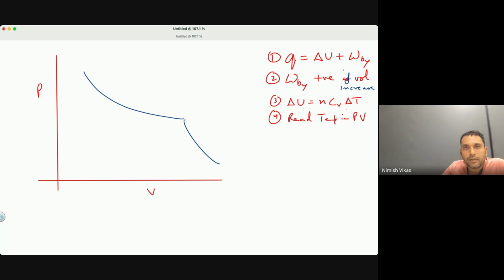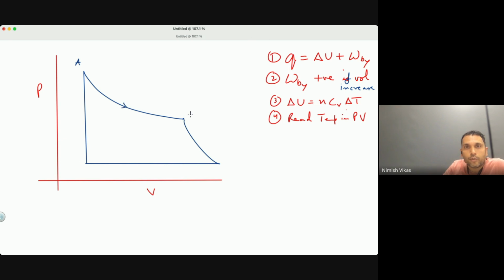Since there is no time, I'm not going to explain why this adiabatic process is steeper than the isothermal. I guess some of you would be knowing already, but anyway, that is beside the main point I'm going to ask. This is point A.